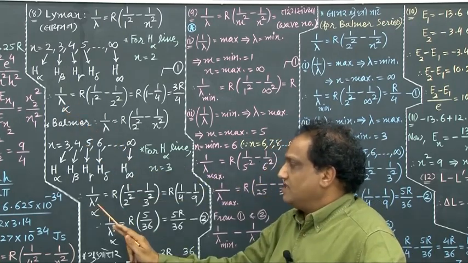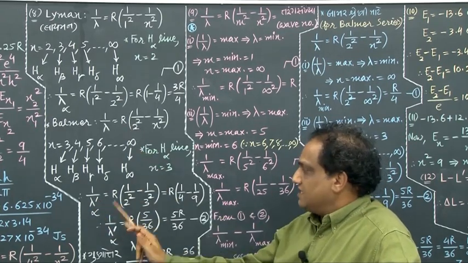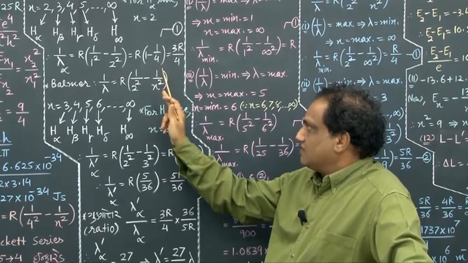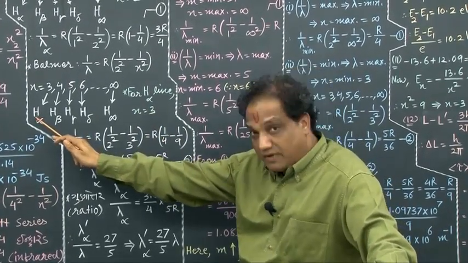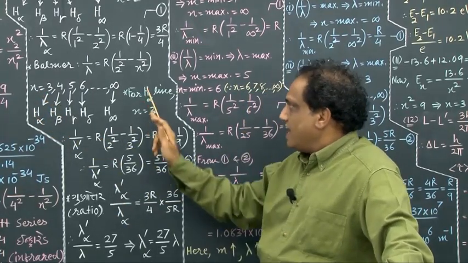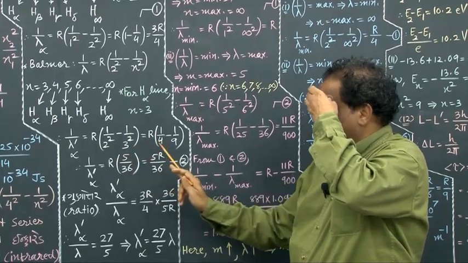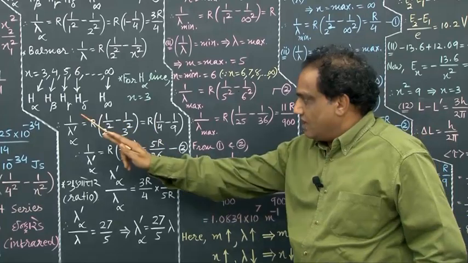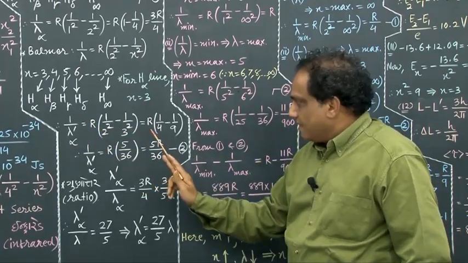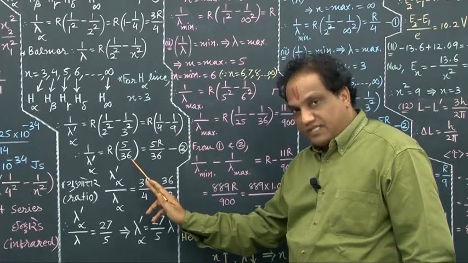So I am giving a different symbol, suppose lambda alpha dash. These are as they are, 1 upon 2 square minus 1 upon n square, but n is right now 3. For the H alpha line in the Balmer series, n equals 3. So n is 3. R as it is, 2 square is 4, 3 square is 9. Correct? Now tell me, 1 upon lambda alpha dash equals R as it is, with 9 and 4. So the LCM will be 36.